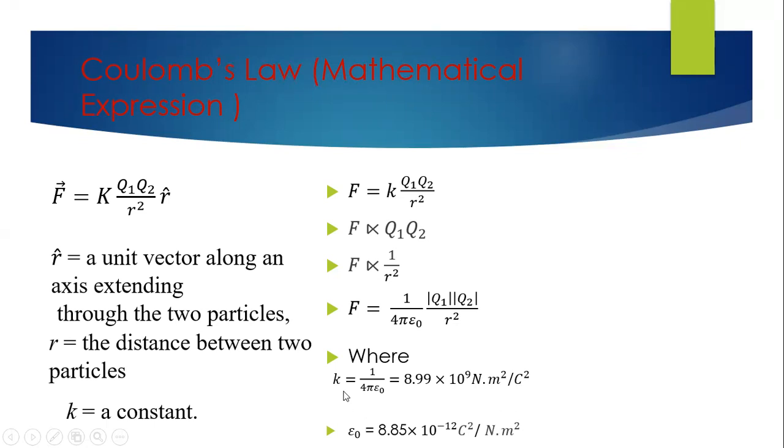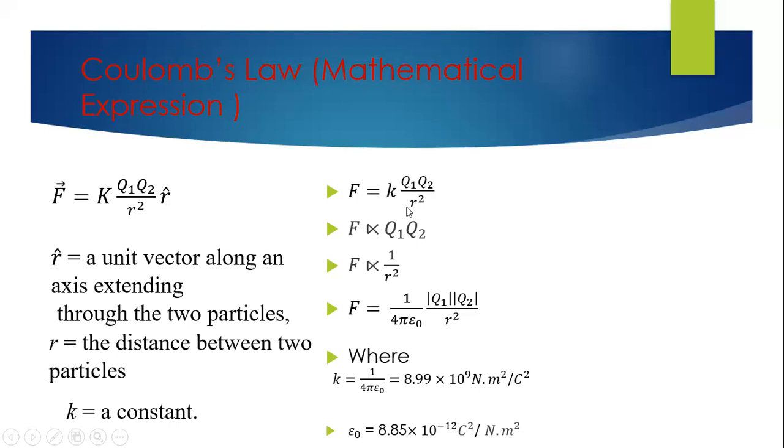Both of these quantities, K and epsilon naught, have opposite units, and if we want to derive these units, we just need to use this relation F is equal to K Q1 Q2 over R square. For example, if we want to find the unit of K, we take this R square to the other side, it will be multiplied with F, and we divide by Q1 and Q2.